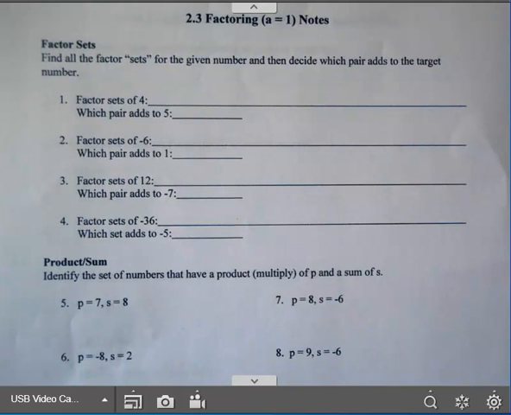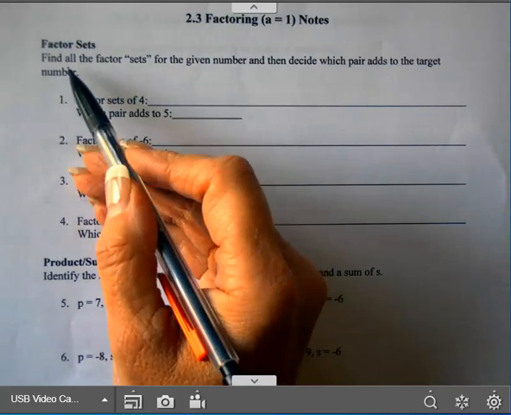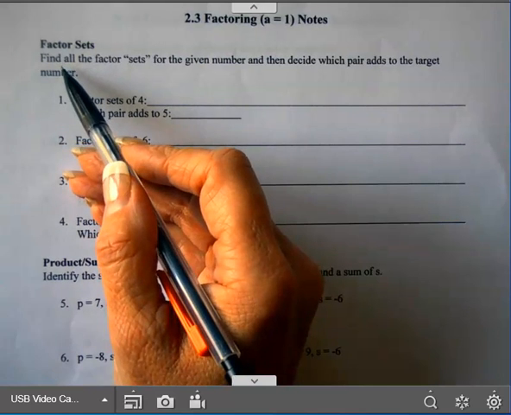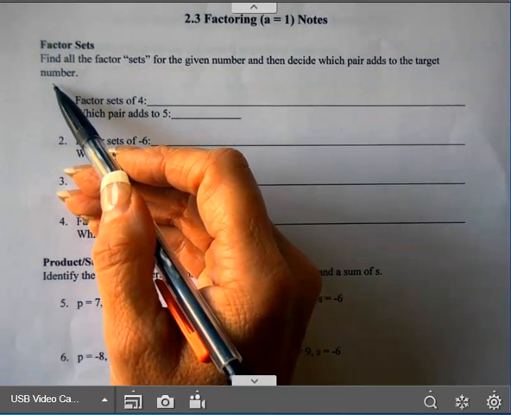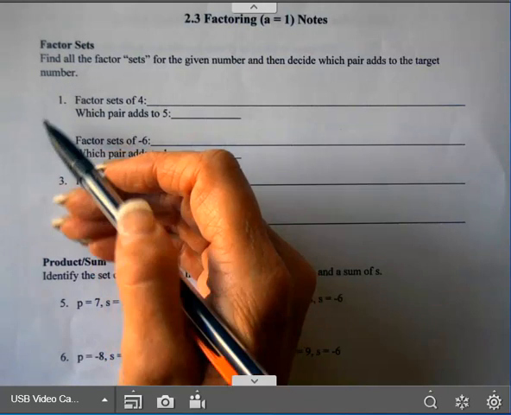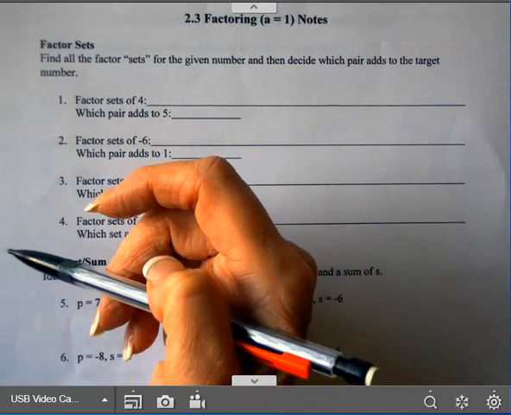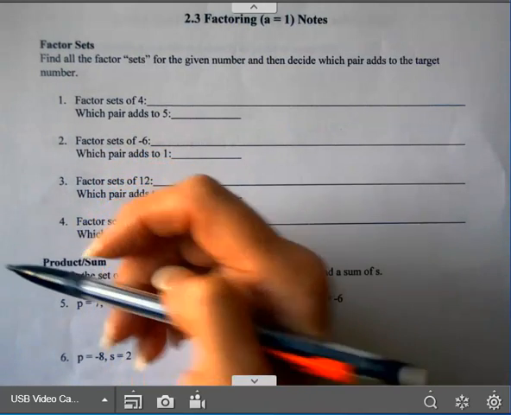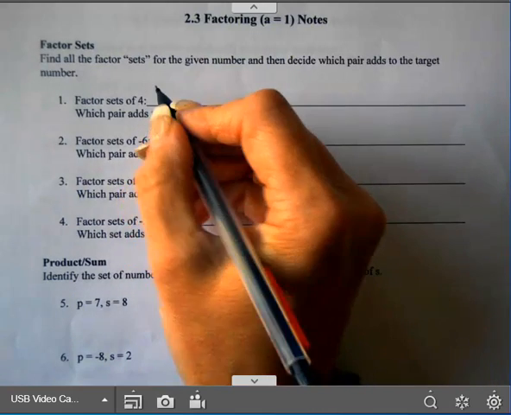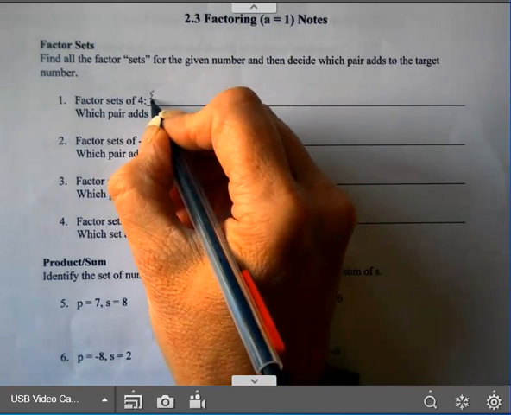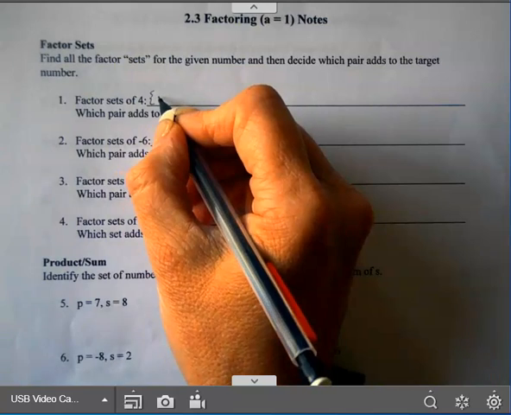In this set of notes, we're going to be learning how to factor when our leading coefficient is 1 for a trinomial. The first thing I want to talk about is factor sets. You're going to find all the factor sets for the given number and then decide what pair adds up to the target number. So the factor sets of 4 are numbers that multiply to 4.